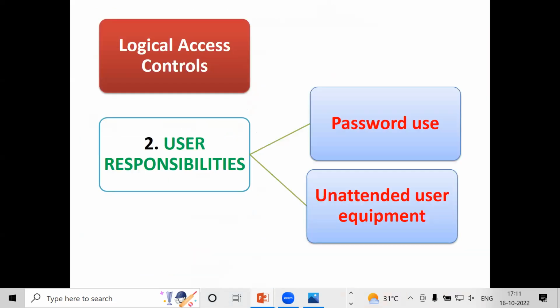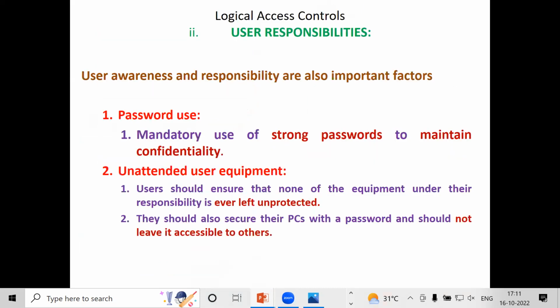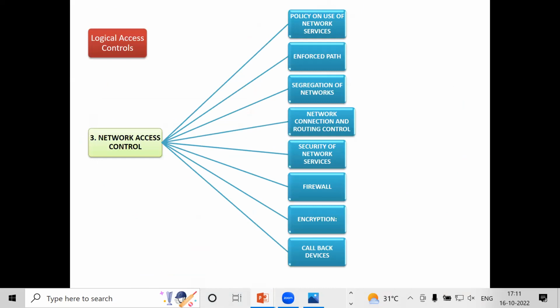Next one is user responsibility, as I mentioned earlier. Password use, and the second one is important: unattended user equipment. Suppose you are keeping your system idle for some time, it has to be protected well. Next, network access control. You have policy on use of network: who can be allowed, what applications can be allowed, what websites can be allowed, etc.